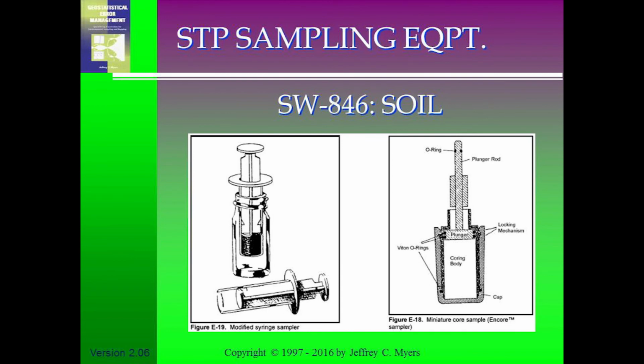Syringe, these are the Encore type samples. I was actually surprised EPA was okay with this the first time. Volatiles are tough. This probably is as good a sampling device as we can come up with.